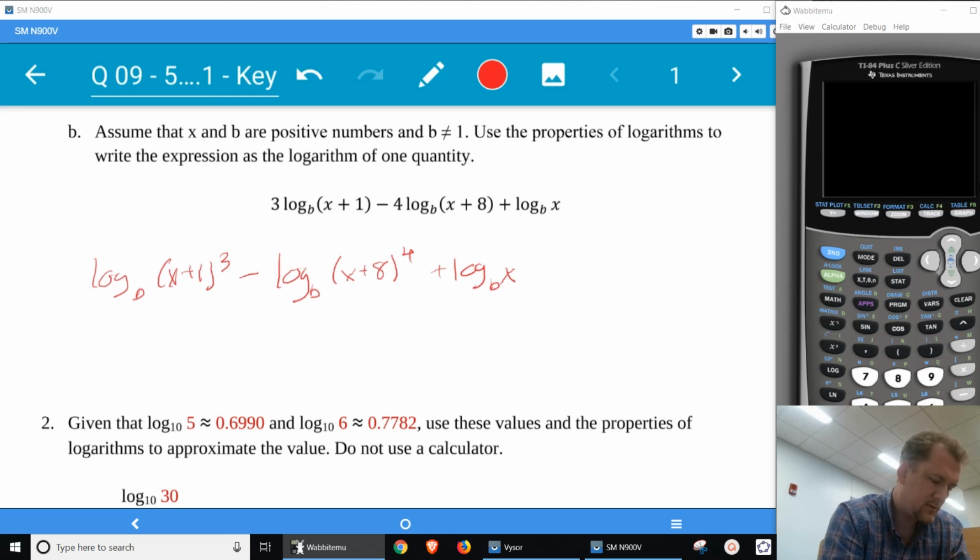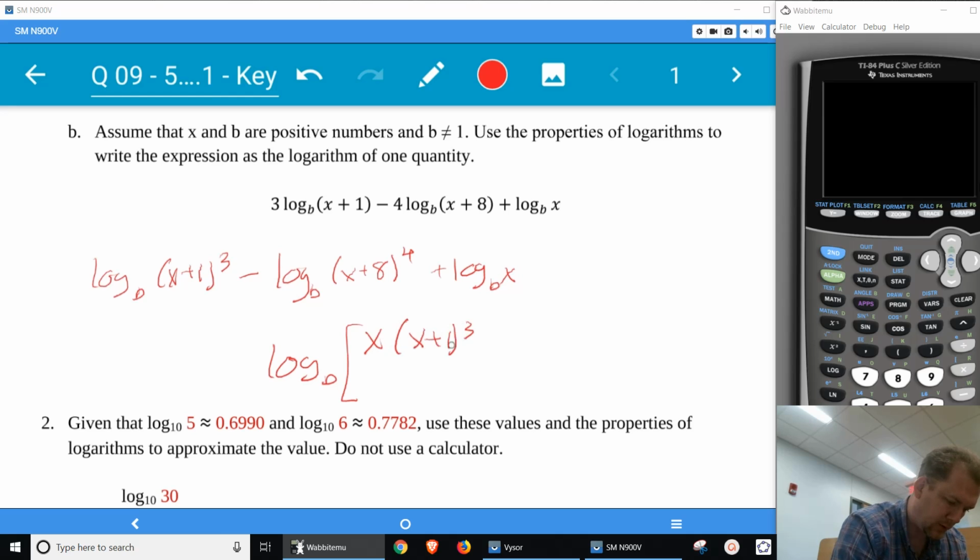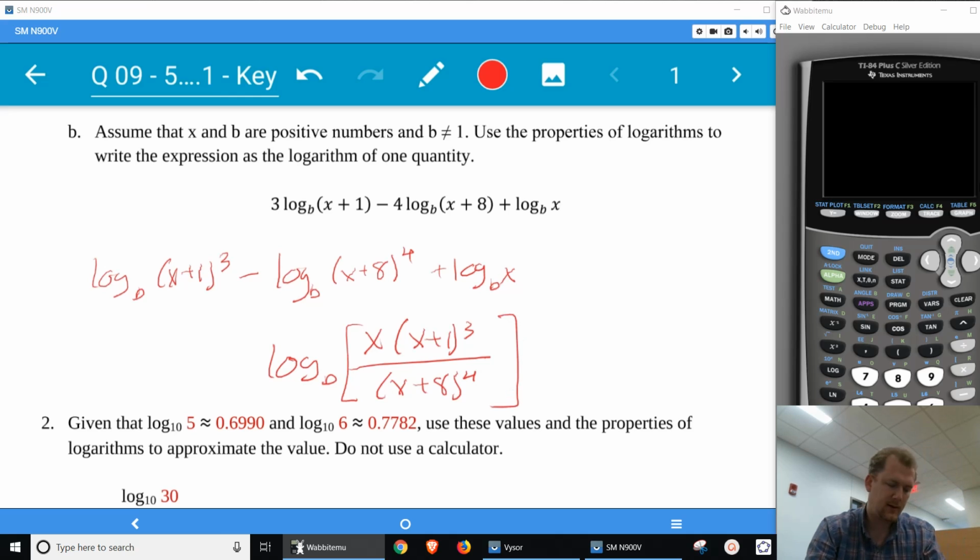Okay, so these two things here will be factors in the numerator, and then that thing will be in the denominator. So it's going to be log base b, I'll put that one first, x times x plus 1 to the 3rd over x plus 8 to the 4th. You can check your answers by using some log base and making x a particular value, like if you made x to be 3 or something. They should agree. This expression here should agree with this expression in every value of x.